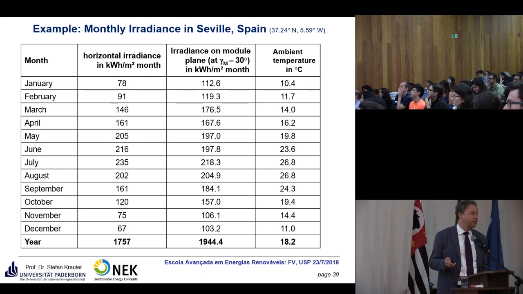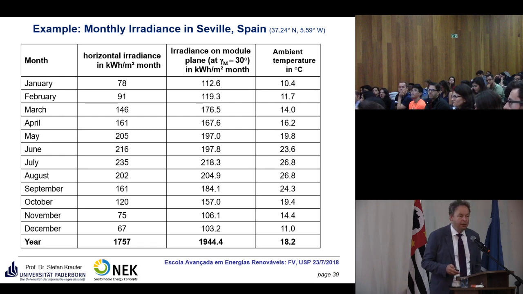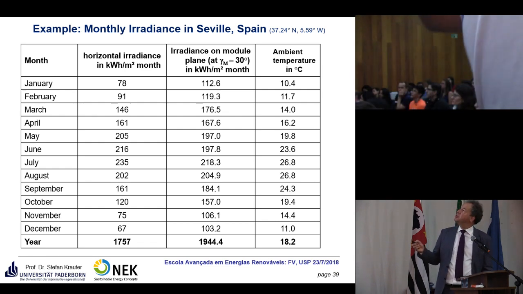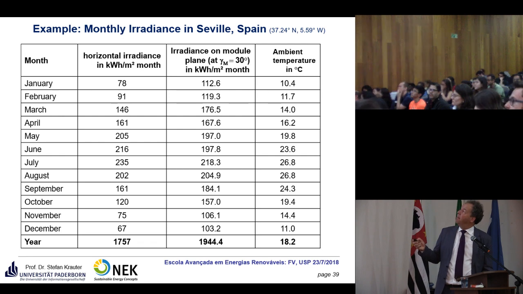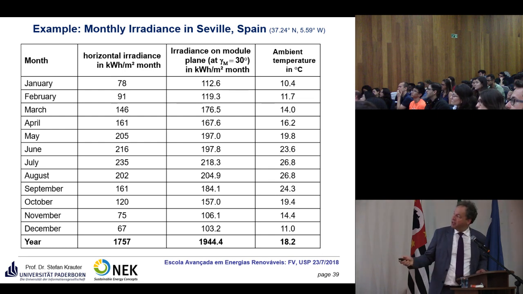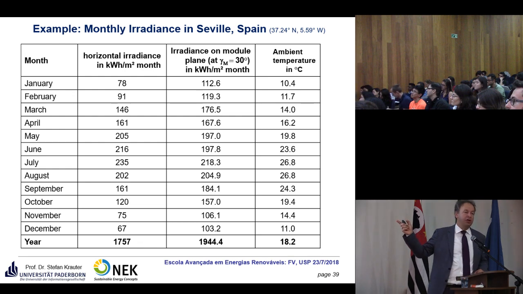Any questions for that? Yes? The 37 is used if you want to have the best equalization over the year. Nowadays, people are more working on that one, because most of the compensation tariffs are paid by kilowatt hour. So people want to have the maximum yield during the whole year. For this, 30 degrees is optimal.